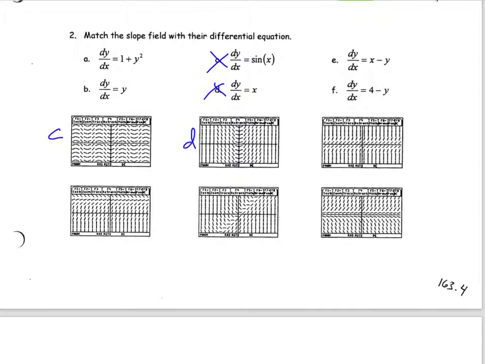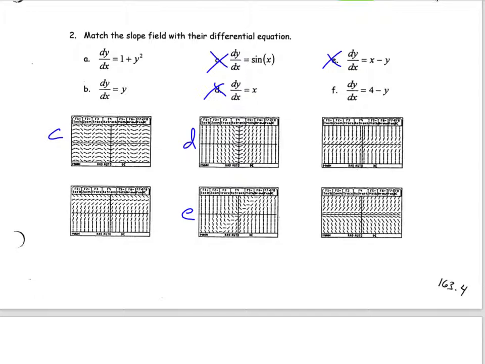Both of them on the right side are horizontal. And what about the one on the bottom left? It's also horizontal. But what about the one on the bottom middle? It's neither. The horizontals aren't the same, the verticals aren't the same, so which one does that have to be? It has to be E. So I know these other three have to be A, B, or F.